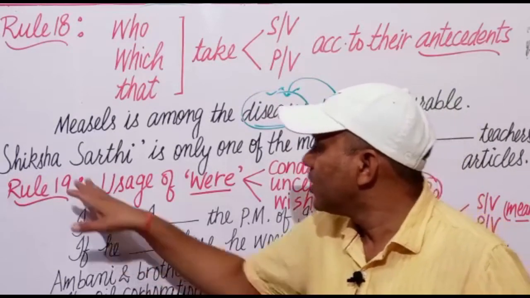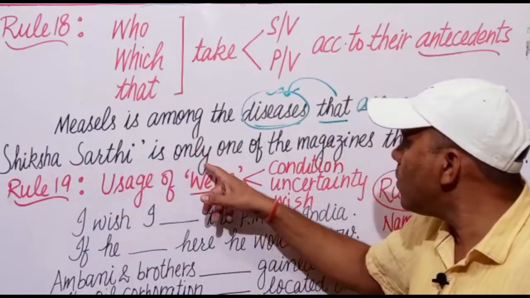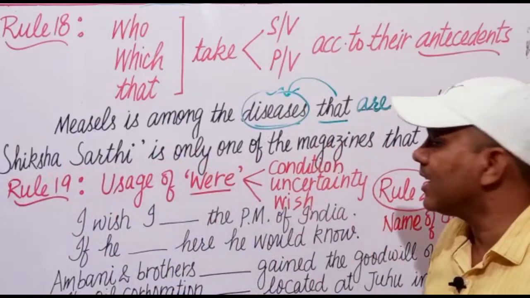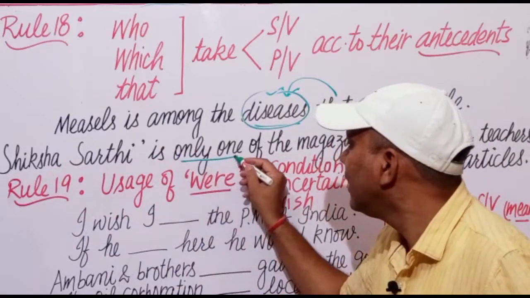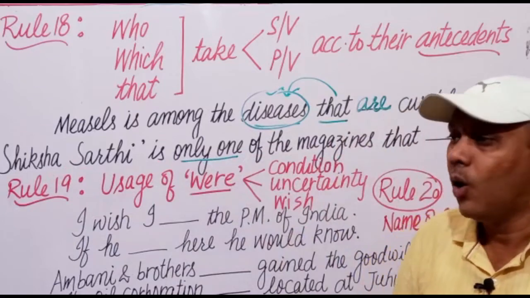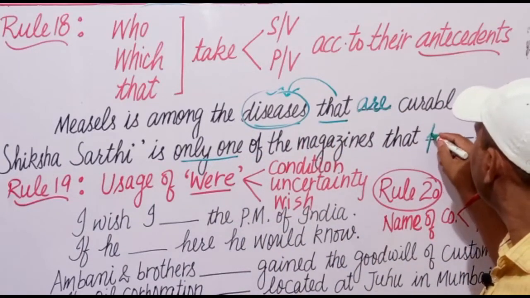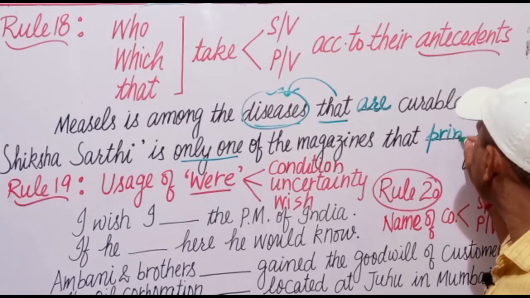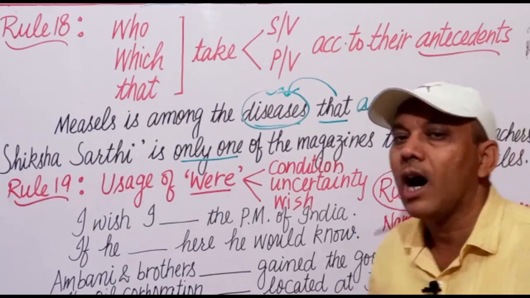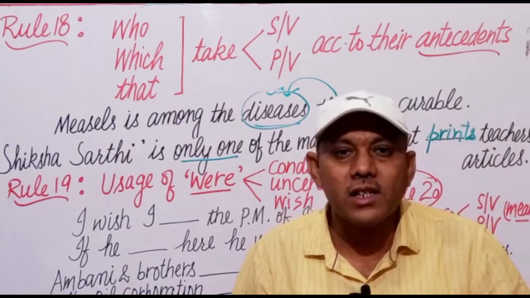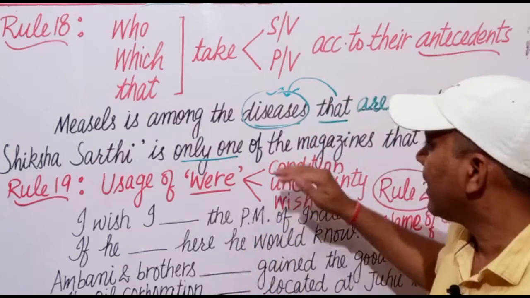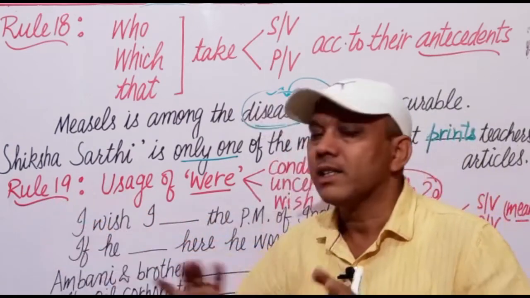Next is: Shiksha Sarthi is the only one of the magazines. Here, 'only one' is the antecedent. Only one of the magazines that prints teachers' articles.